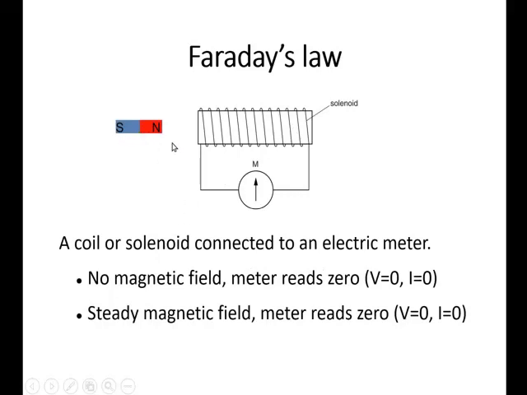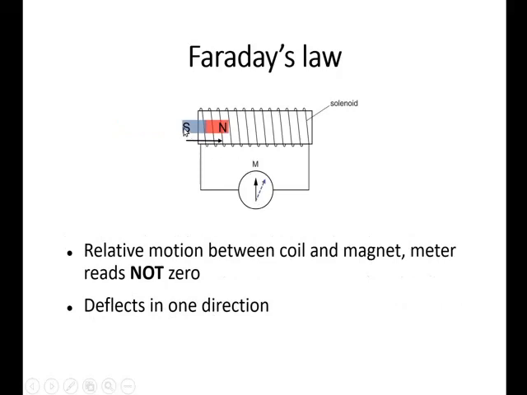Even if we bring a magnet close to the solenoid and the magnet is stationary, there wouldn't be any reading on the meter. But immediately the magnet starts moving relative to the coil, we can see a deflection on the galvanometer or the meter, whatever it is. The deflection will be to one side when it is entering, and it will deflect to the other side when it is going out. Now, this was first observed by Michael Faraday.